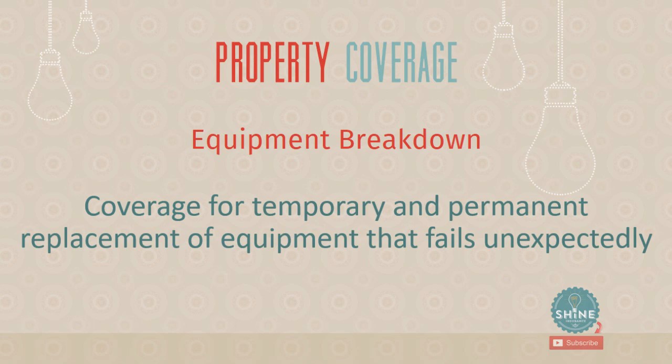This is a great coverage to have. Coverage for temporary and permanent replacement of equipment that fails unexpectedly. There's lots of examples where a heating or air conditioning unit stops working and a business needs to keep running. And a lot of these policies will actually cover a temporary replacement so that you can get your business back running and make sure that you don't lose income associated with your business being closed, and then can help with the replacement of the actual item too. Now, it's important to note, if your heating and air conditioning just got old, this is not a coverage that would take care of that. That's more like a maintenance issue, something you need to update on your own. So that's equipment breakdown coverage.